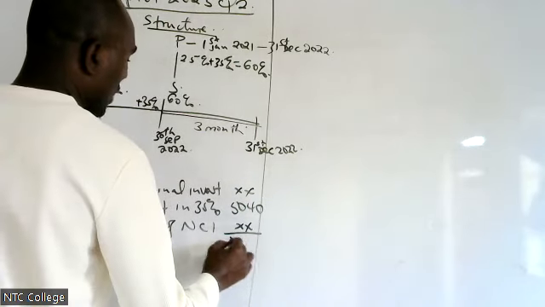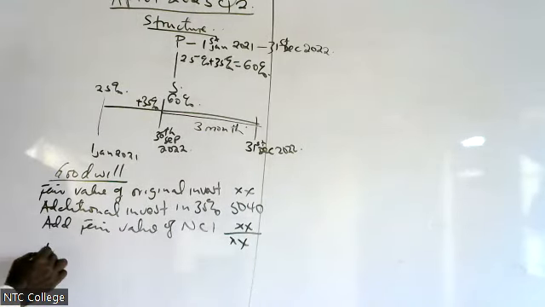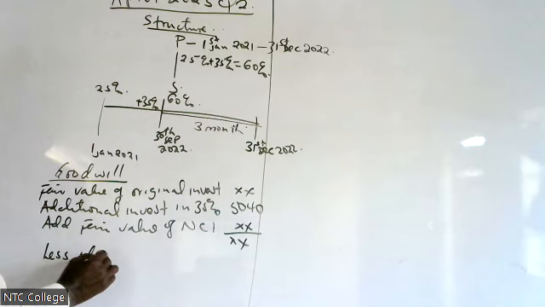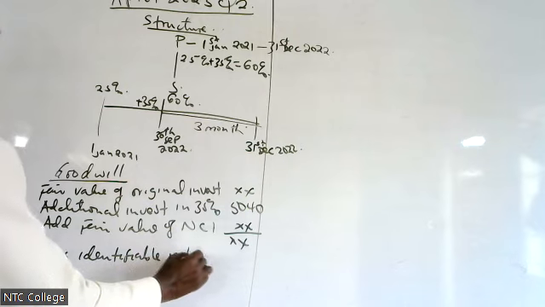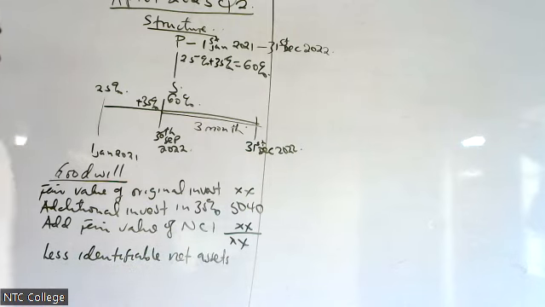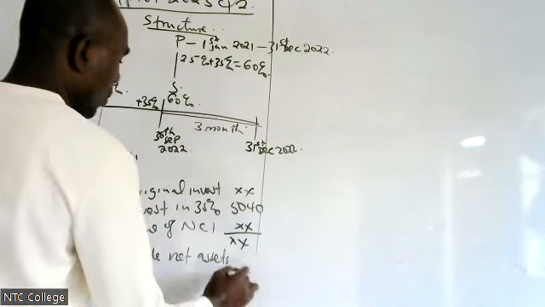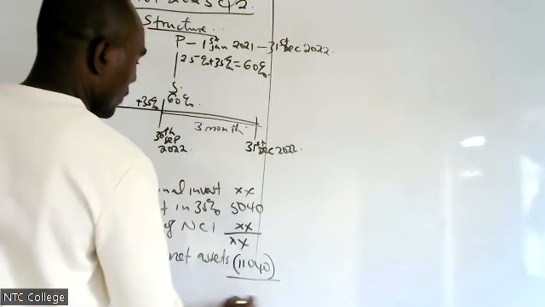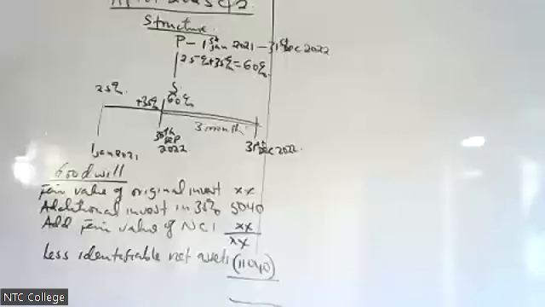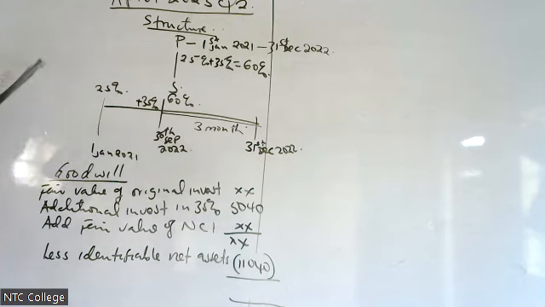Then whatever we get as total, we less identifiable net assets, of which the examiner says it was 11,040. Identifiable net assets, you get it from note number 3, 11,040.